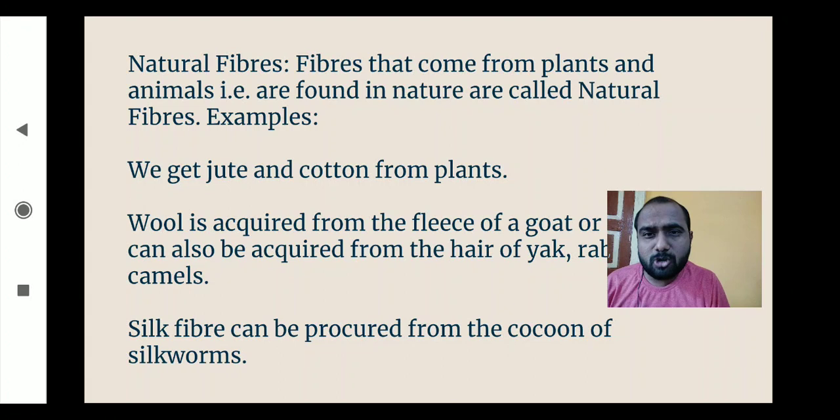So in short, we can say that the natural fiber also has two types, that is plant fiber and animal fiber. Plant fiber, very simple, is the fiber which we get from the plant. What are the examples of plant fiber? That is jute, cotton, even linen is also an example of plant fiber. Whereas animal fiber, very simple, is the fiber which we get from the animal. The examples I already said: silk and wool. Have you understood about the natural fiber?